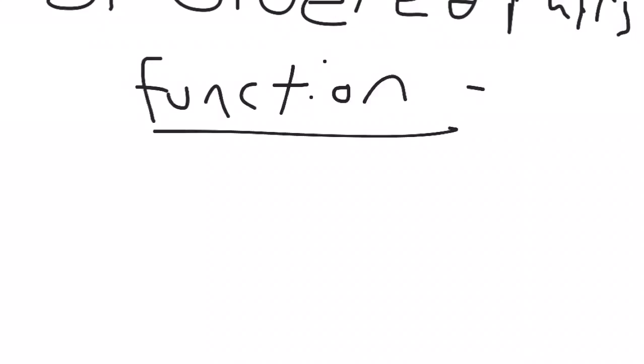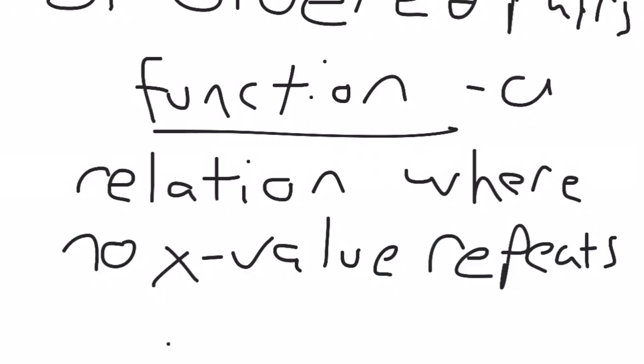A function is a relation where no x value repeats. Meaning, if you have a set of ordered pairs, all the first numbers of the ordered pairs will be different. We're about to go over an example of this.